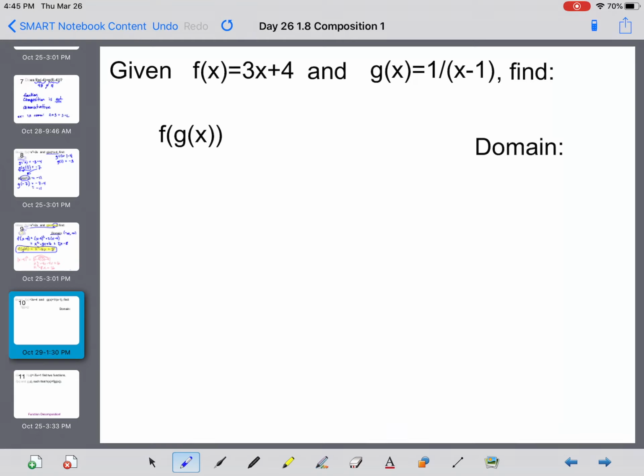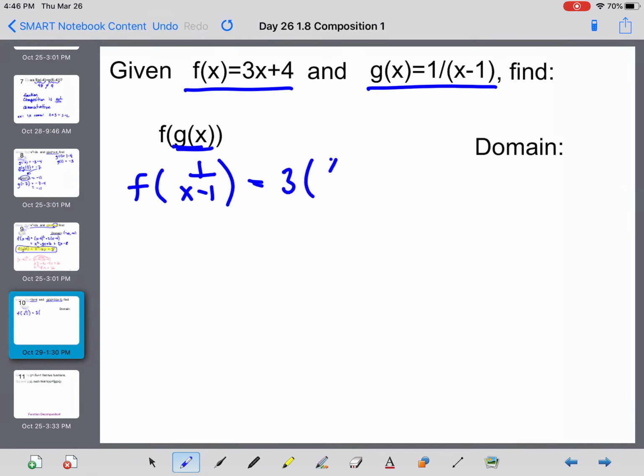Let's look at one that's a little bit different, that will have some restrictions. So let's now define f of x as 3x plus 4, and let's define g of x as 1 over x minus 1. So we're going to determine what f of g of x is going to be, and let's see what we get. So g of x is going to be my inside function, so I'm going to do a direct substitution here. So this is going to be f of 1 over x minus 1, and then that tells me to go to my function f, and wherever there's an x, I'm going to go ahead and plug in that 1 over x minus 1 quantity.